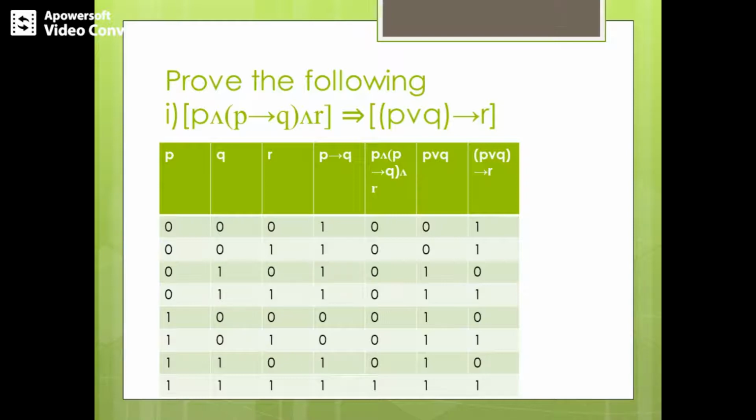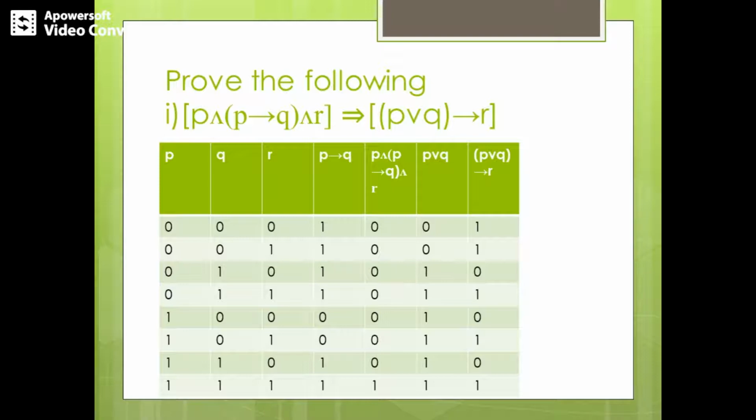And then constructing the complete right hand side, P or Q implies R. For P or Q implies R, we know there is an implication condition, and this implies is false only when P or Q is true and R is false. So the respective values are inserted in the rows of P or Q implies R.